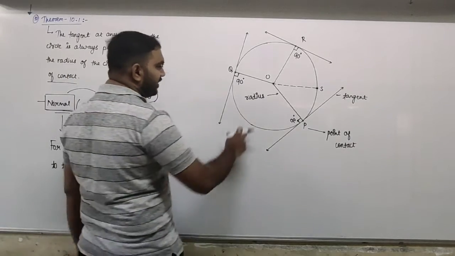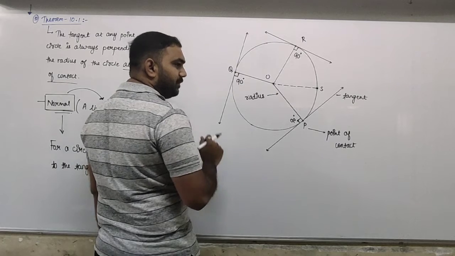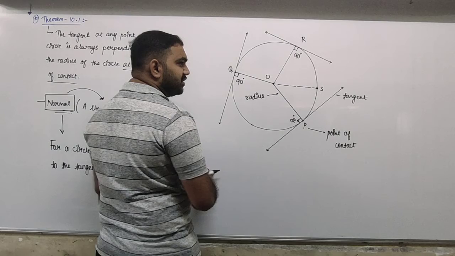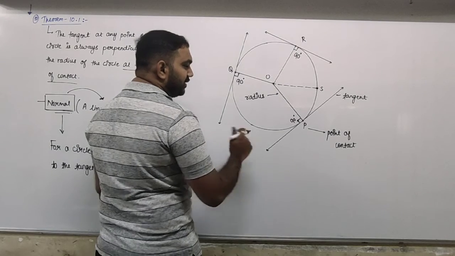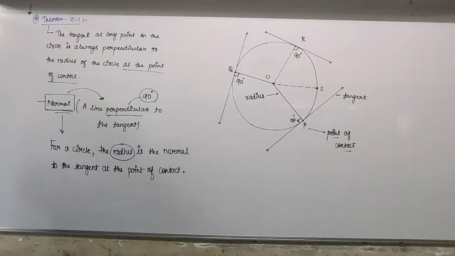So be aware of that. Radius and tangent are perpendicular to each other. Radius is also known as the normal to the tangent, but at the point of contact only, not other than that. Okay, so that is about theorem number 10.1, most important one from the understanding point of view.